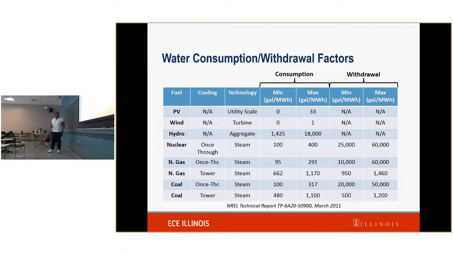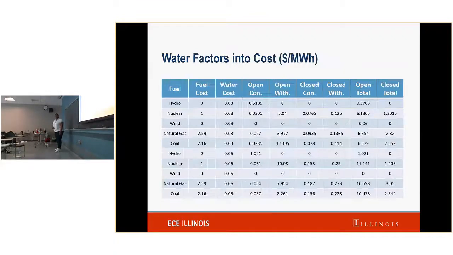So just an example, this is from the NREL report, where based on the cooling technology, the cooling type, and then the technology and the fuel type, they have a bunch of parameters. And if you combine that with the 3 to 6 cents, then you get an effective water cost for the open loop and closed loop technologies based on the fuel types.